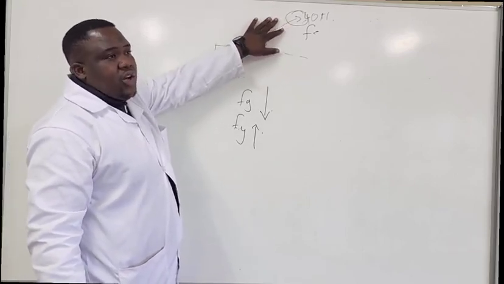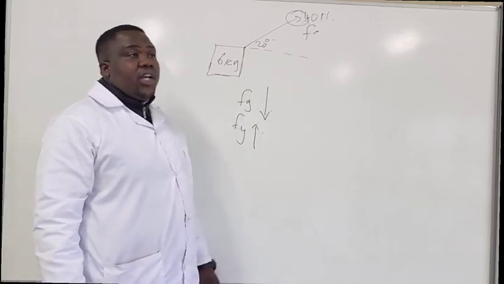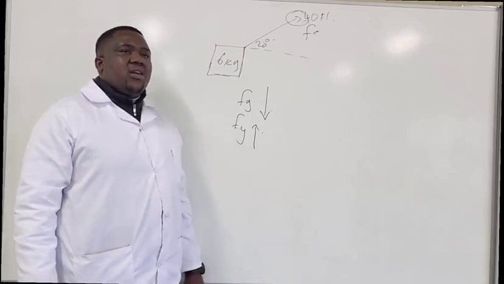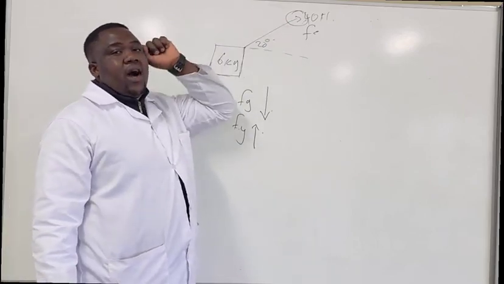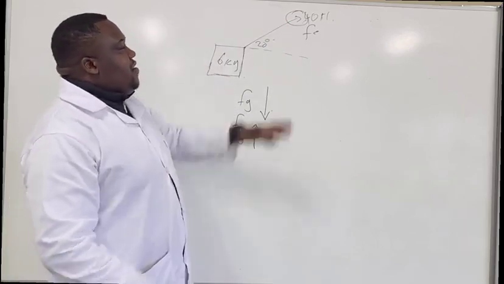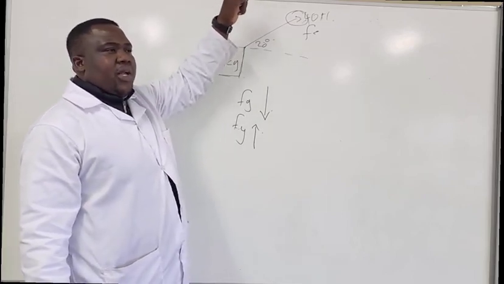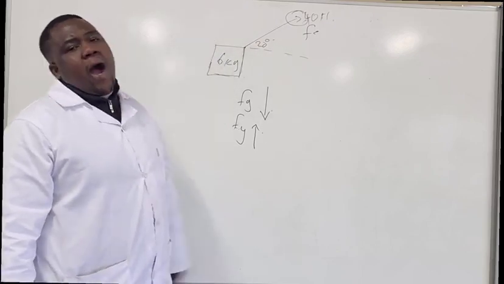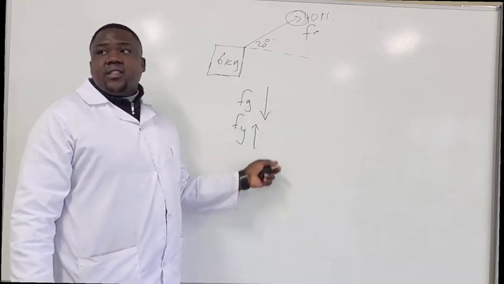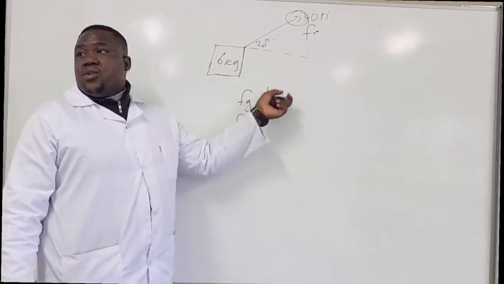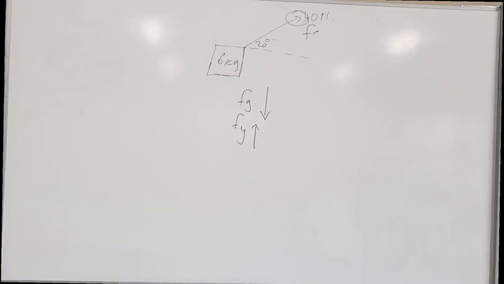So since force F, or 40 Newton, is pointing up, it means Fy is going to point up also. Its vertical component is going to point up because the force is also pointing up. You understand? So if we resolve a force that is pointing up into a vertical component, it will also point up. So we have got these forces which are acting upwards. You understand?